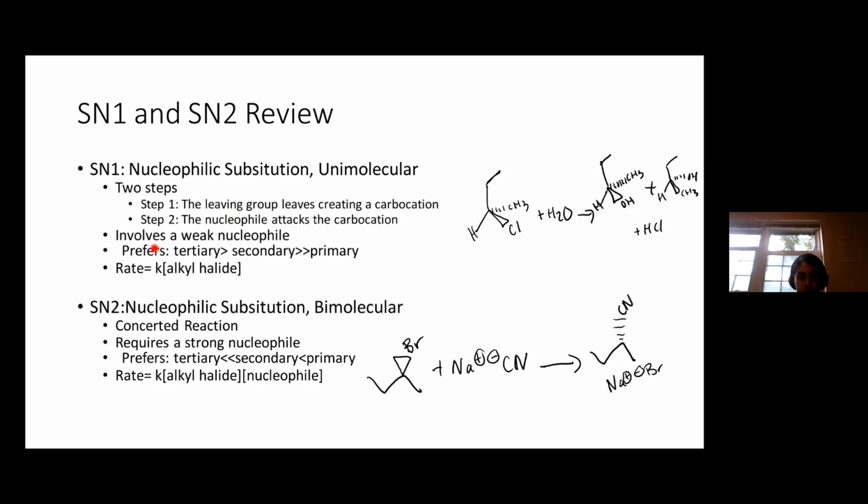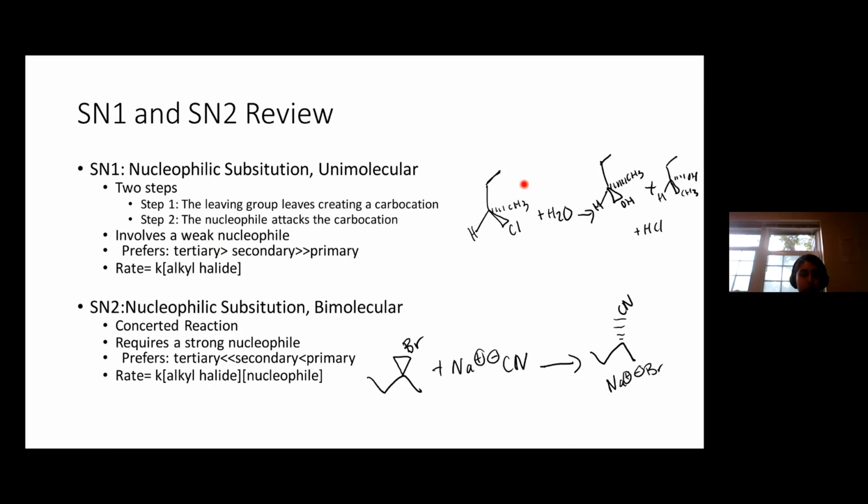SN1 reactions prefer tertiary carbons, right? Because we're forming a carbocation and we want that carbocation to be stable, and it's more stable when it's a tertiary carbocation. And then the rate, it's in the name itself, SN1 for unimolecular. So unimolecular, one molecule, right? So one molecule is involved in dictating the rate, and that's going to be the alkyl halide. So this is the alkyl halide in this example right here.